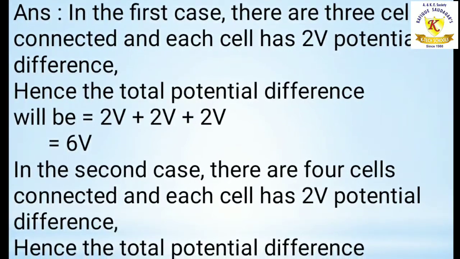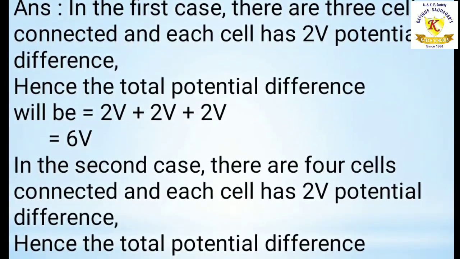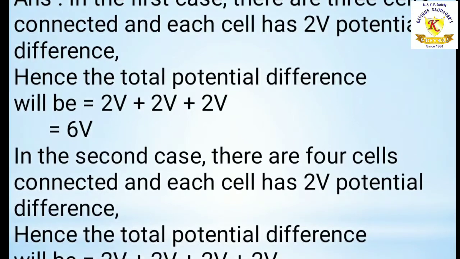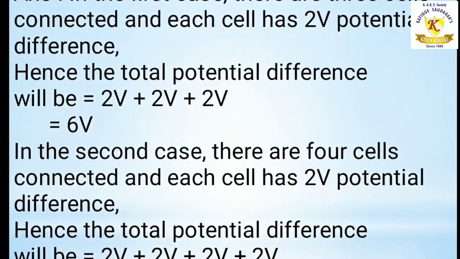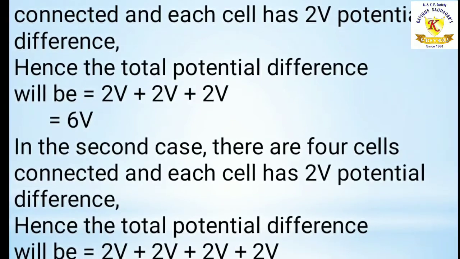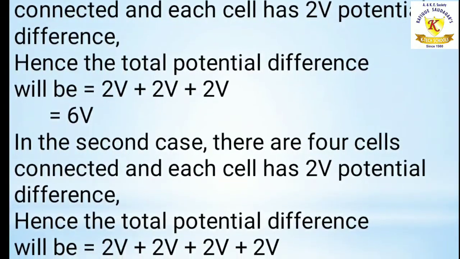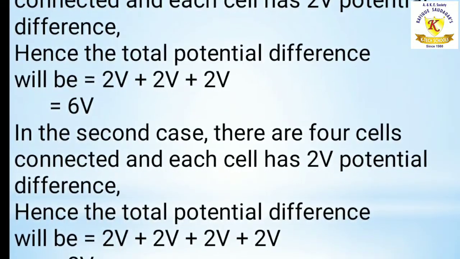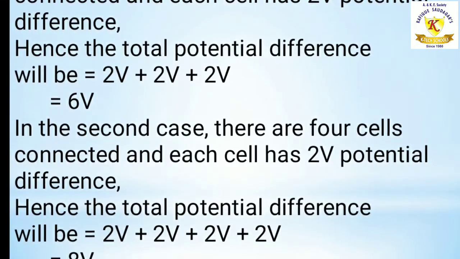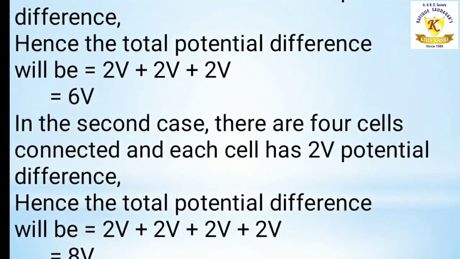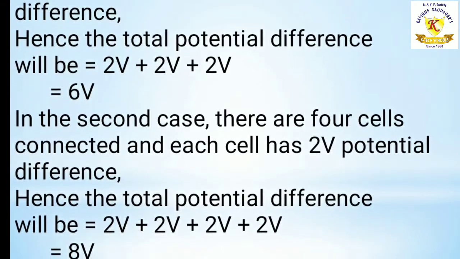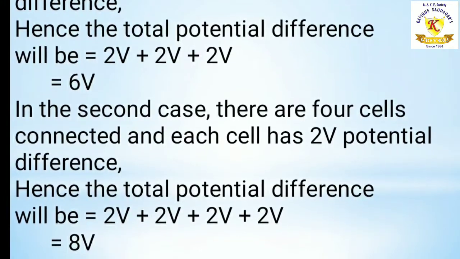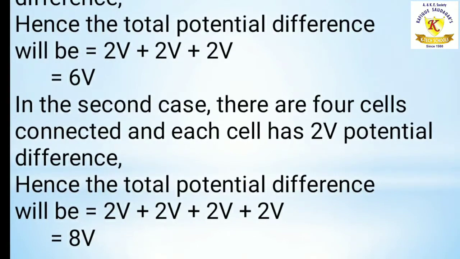In the first case, there are 3 cells connected and each cell has 2-volt potential difference. Hence, the total potential difference will be 2 volts plus 2 volts plus 2 volts, which is equal to 6 volts. Now in the second case, there are 4 cells connected and each cell has 2-volt potential difference. Hence, the total potential difference will be 2 volts plus 2 volts plus 2 volts plus 2 volts, which is equal to 8 volts. Got it?